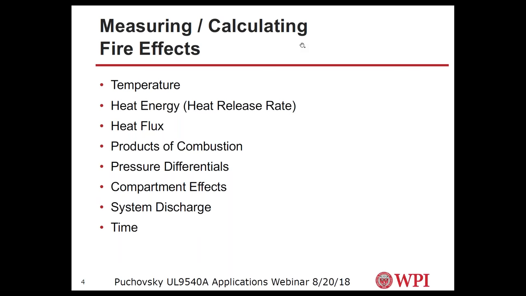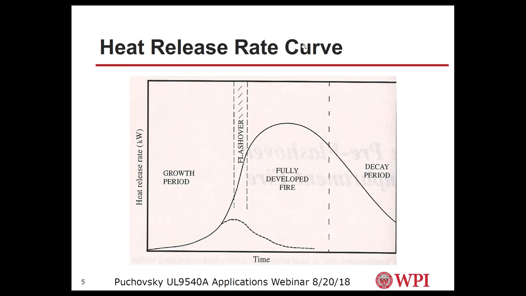All the factors that I've just described are not static. As you've seen, fire is a function of time. Things will change, so it becomes important to measure all of these different effects as a function of time. Next slide, please.